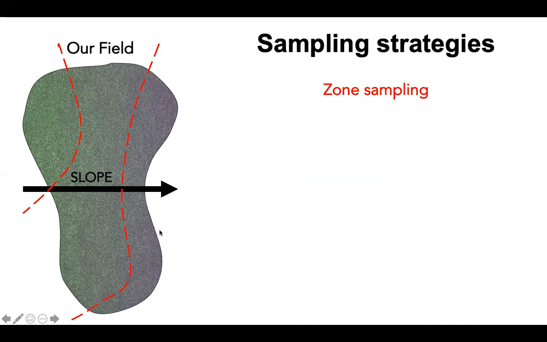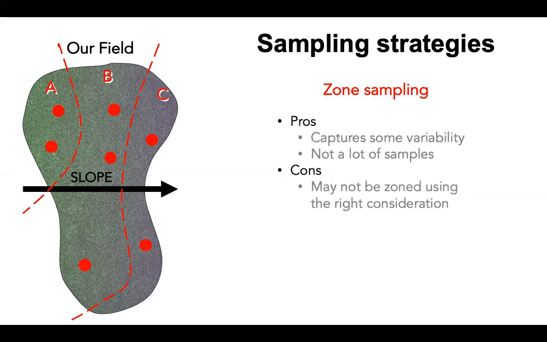And so we could say we have zones A, B, and C, and we'll just take a couple samples from each. Now, clearly, that's still not a lot of work, right? But we are still capturing some of the variability. We're going out there and we're looking at it, and we are capturing what to our eye looks like 3 different zones, right? Still, again, not very many samples.